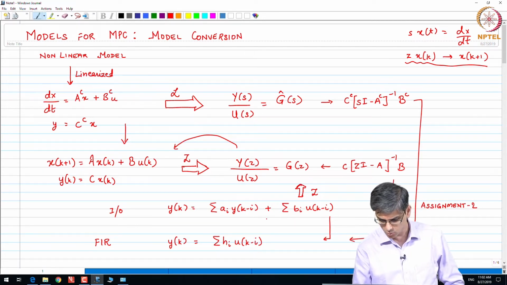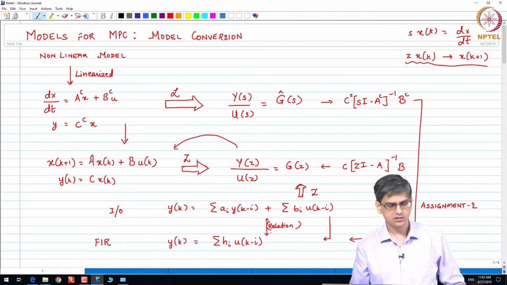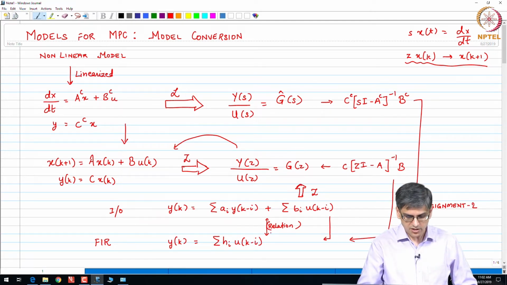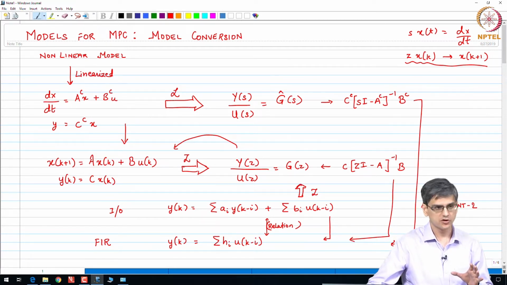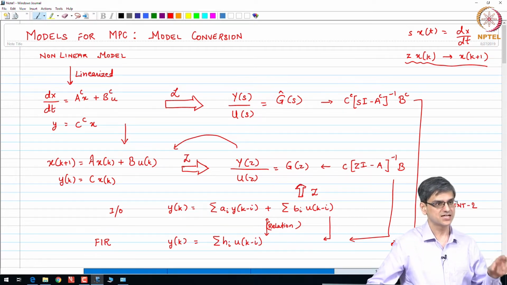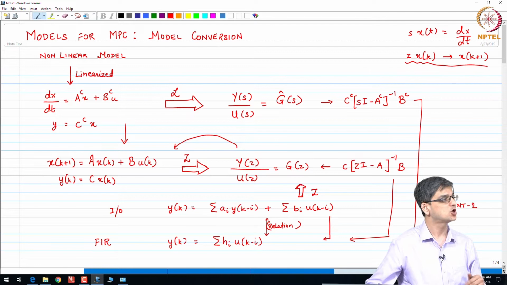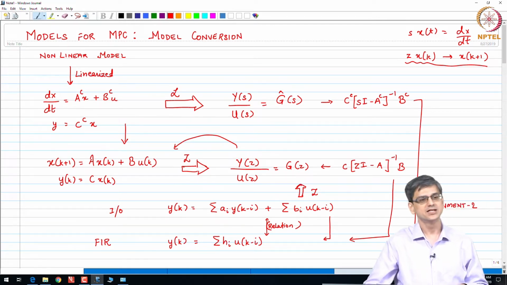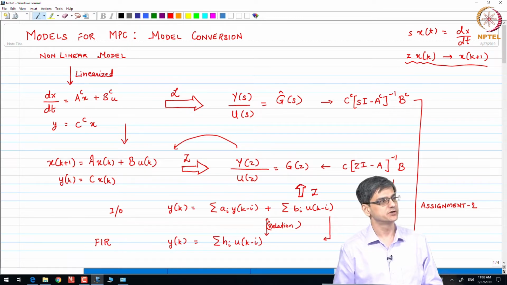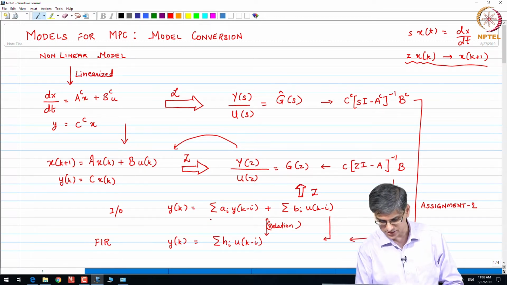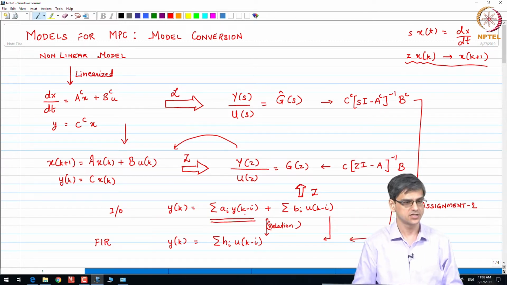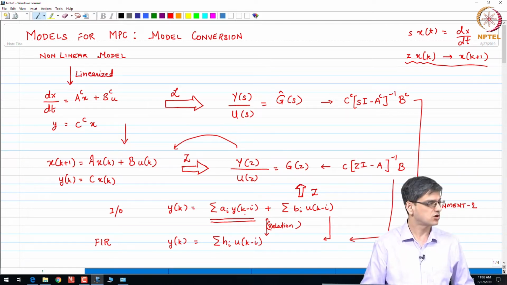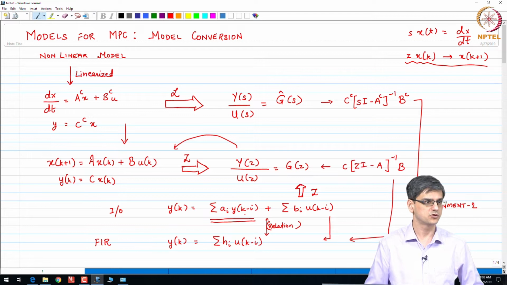We will talk about what is the relation between them. For example, an FIR model you could say is a special case of an input output model. FIR models are also input output models, a special type of input output models, and those are called convolution models. They do not have an autoregressive component. This part, the underlying part, is the autoregressive part in IO type of input output models.